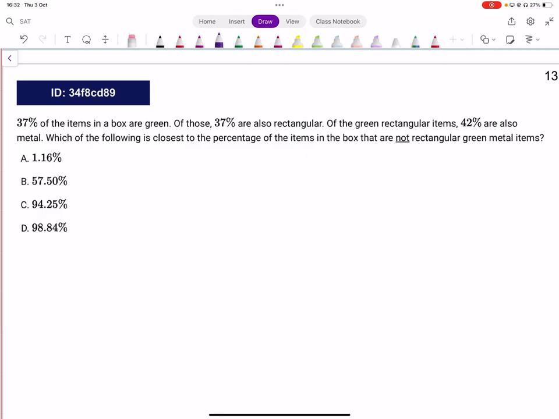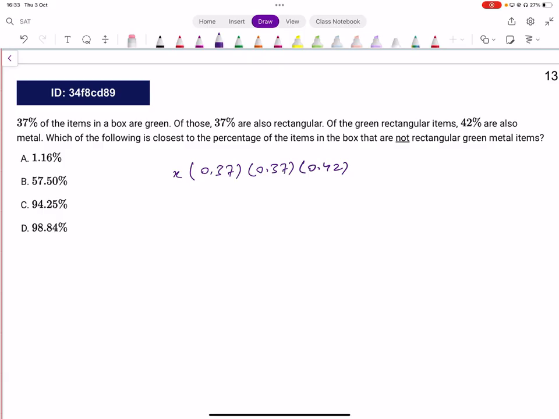Let's say the total number of items is X. 37% are green. What would that be? X multiplied by 0.37, right? Of these, 37% are also rectangular. So calculate 37% of this as well. 0.37 again, right? Whatever is this total number, you again multiply that by 0.37. Of the rectangular green items, 42% are also metal. So out of this number, 42% is metal. So you also multiply this by 0.42.